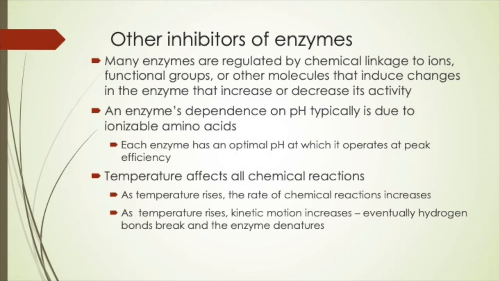Other inhibitors of enzymes: many enzymes are regulated by chemical linkages and ions, so functional groups, other molecules, things like that. So in order to break these, you have to use specific conditions, right? An enzyme's dependence on pH is typically due to ionization in the amino acids. So if you change the optimal pH, you can denature that enzyme.